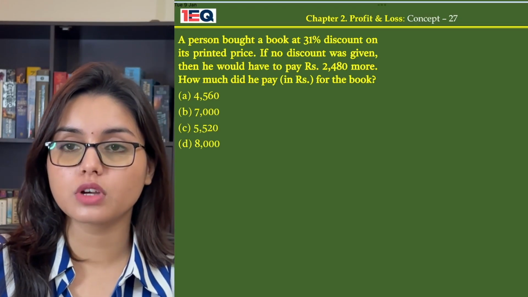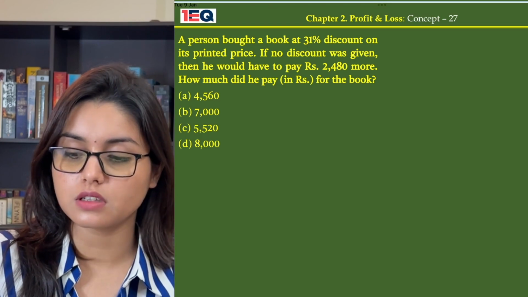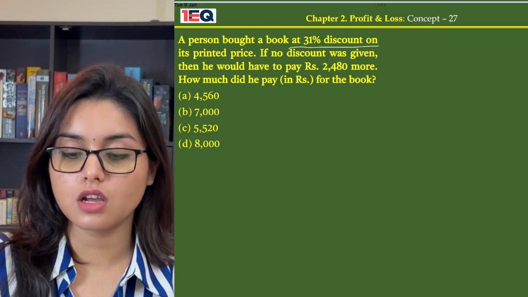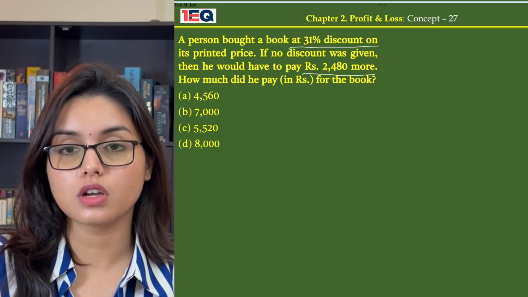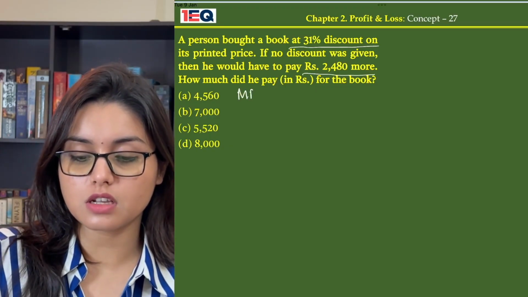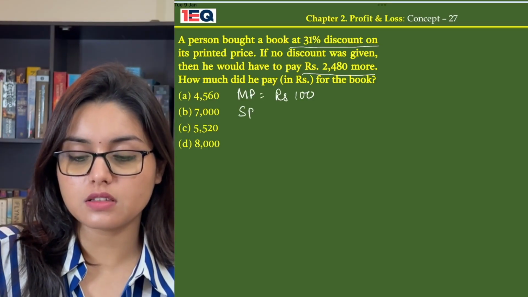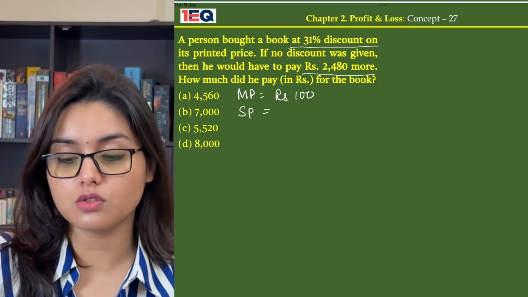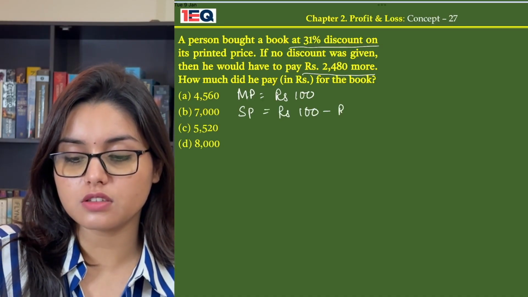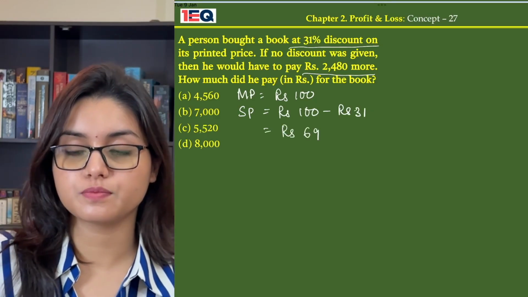A person bought a book at 31% discount on the marked price or the listed price. If no discount was given, then he would have to pay rupees 2,480 more. How much did he pay for the book? So let's assume the marked price when the discount was given is rupees 100. Then the selling price after deducting discount would be rupees 100 minus 31% of 100, that is rupees 31, which comes down to rupees 69.